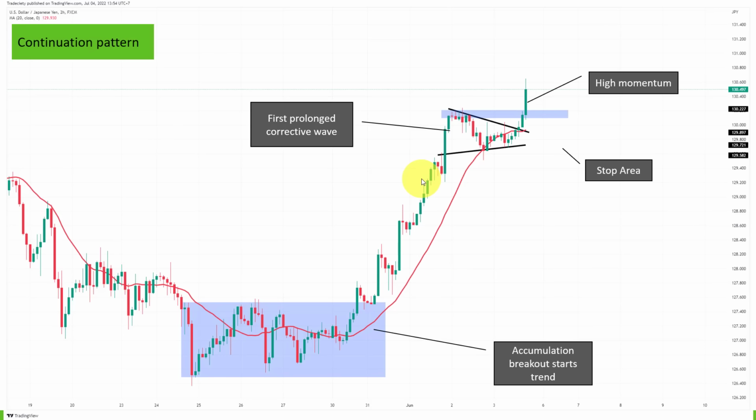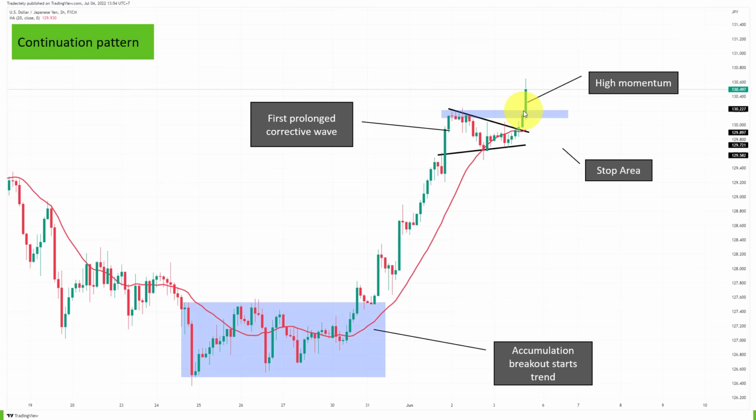And here a great continuation pattern. The market was here in an accumulation phase, traded around the moving average, which is a good sign of an accumulation, especially if it happens in a late trend. We have breakouts, and then you can see we have our first trending push above the moving average. Then the first corrective wave reaches into the moving average. We're not really breaking lower, but we're just pausing.